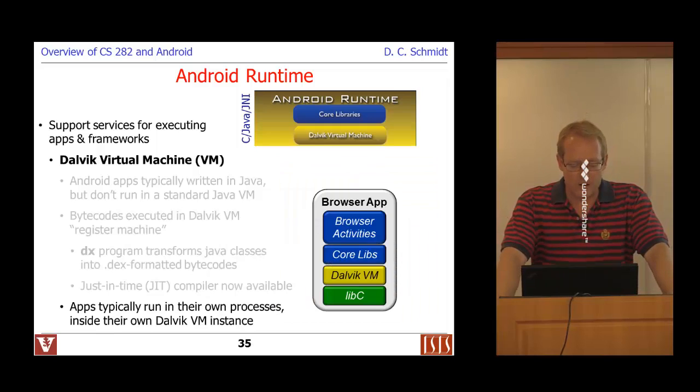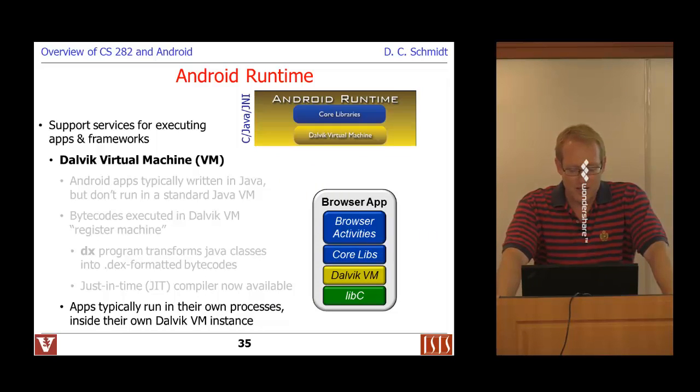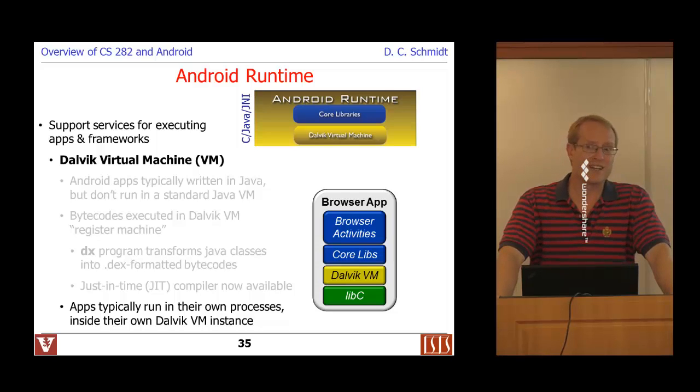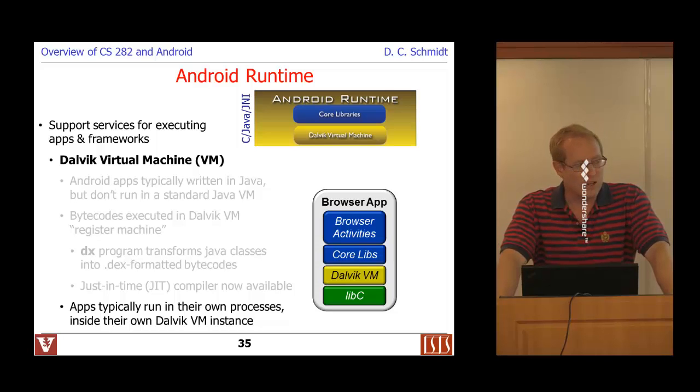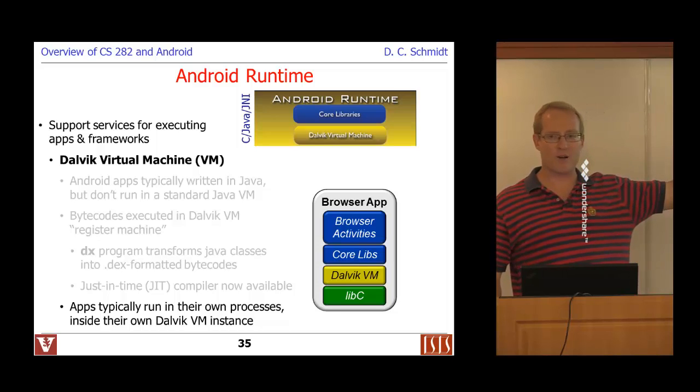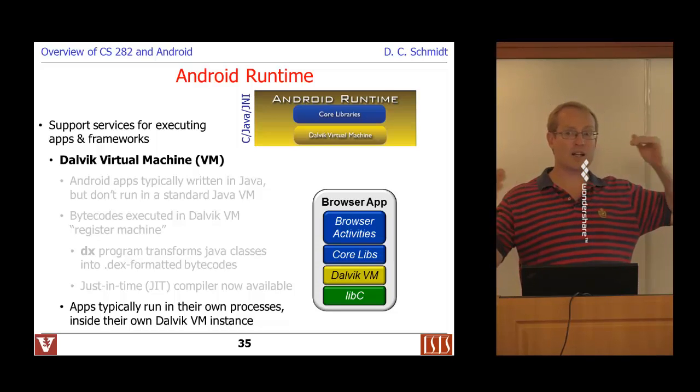Apps typically run in their own processes inside their own Dalvik VM instances. We'll look at some pictures of this a little bit later on as we get further into the Android architecture. But essentially, when you run an app, it's running in a separate Linux process, and inside that Linux process are a bunch of things. You've got libc, which is the C level libraries, that's the native code. You've got the Dalvik virtual machine, which is written in C, making libc calls. And then you've got the core libraries, which we're going to talk about in a second. And then you've got activities and other stuff that would come from whatever you're running, a browser, an email application, or whatnot. So there's actually quite a lot of stuff going on there.